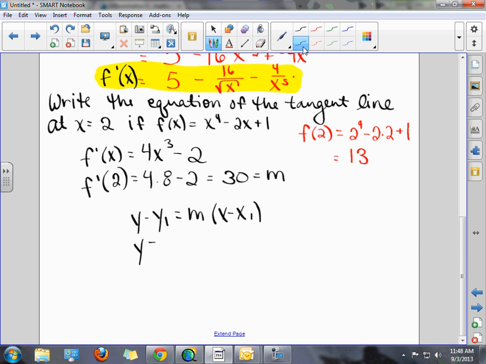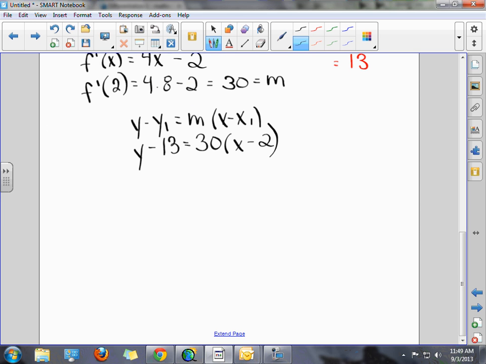So that means that my y is 13, so it's going to be y minus 13 is equal to, the slope of my tangent line was 30 times x minus x1. x1 is just the x value, so it would be x minus 2. So you can simplify it if you want, and if you do, you end up with y is equal to 30x minus 47. Not so bad. Power rule makes it a lot easier to do that instead of trying to use the definition of the derivative, especially when you have something like x to the 4th.